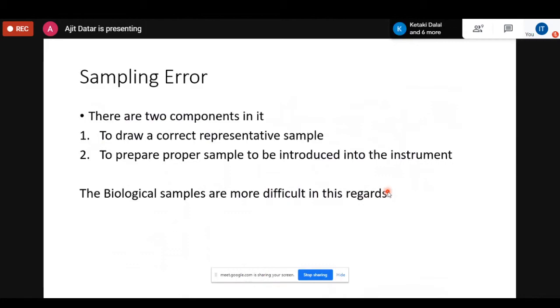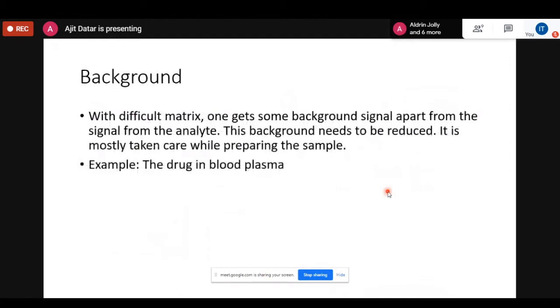And as far as biological samples are concerned, they are most difficult in this regard, because they have lots of matrix, and we have to look at proper preparation of sample, and to get rid of matrix, that is very, very essential. You always get, because of this matrix, a huge background, and as the matrix becomes tough, you have more problems. With difficult matrix, one gets some background, and that is a background signal apart from the signal from the analyte.